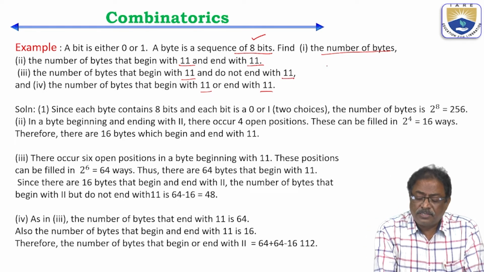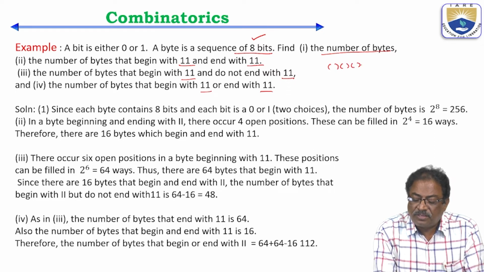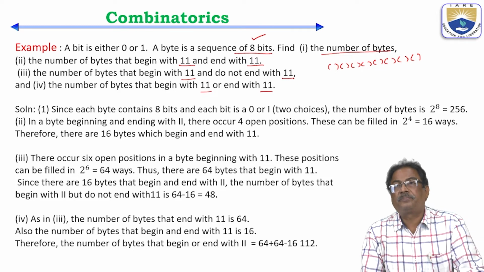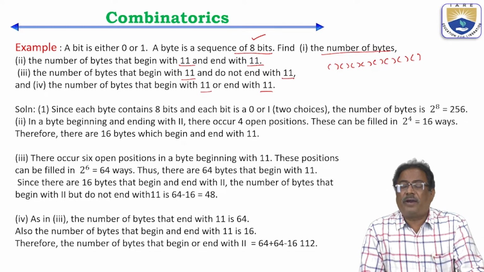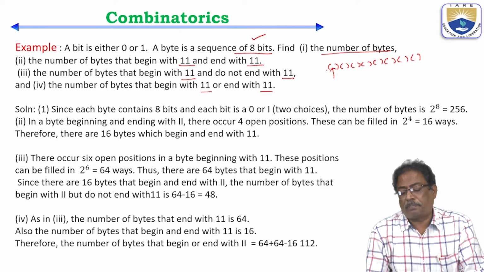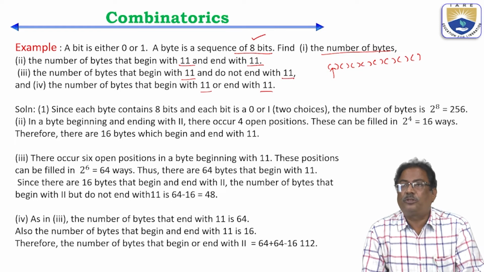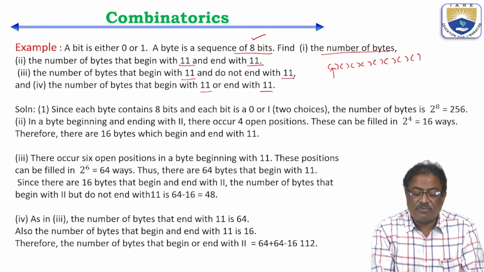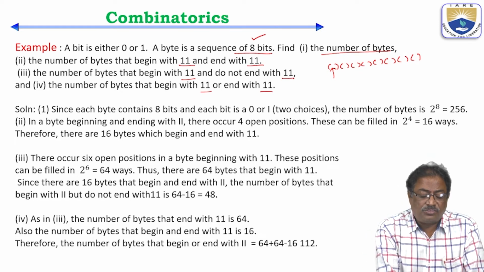So here bytes are nothing but 8 bits: 1, 2, 3, 4, 5, 6, 7, 8. Find the number of bytes. Each bit can be filled in how many ways? Either 0 or 1.